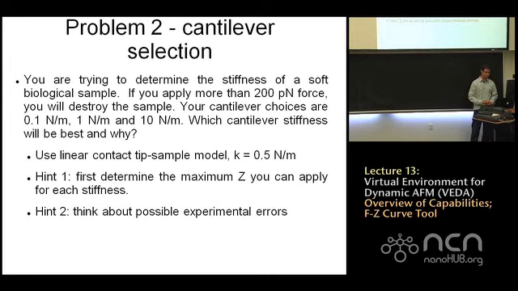We have 3 choices of cantilevers. We're either going to use a 0.1 Newton per meter cantilever, a 1 Newton per meter cantilever, or a 10 Newton per meter cantilever. And the idea is, which cantilever should we choose to get the best measurement of the stiffness of the sample?